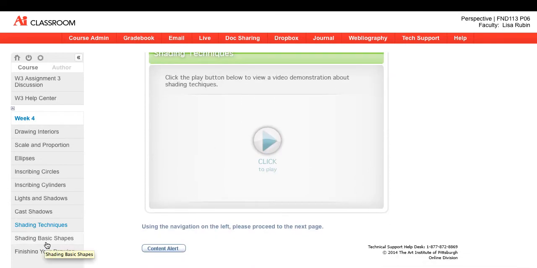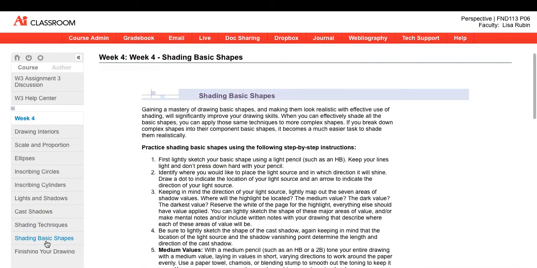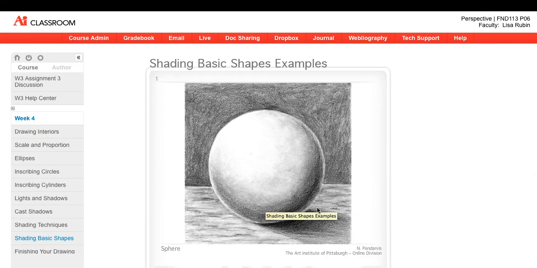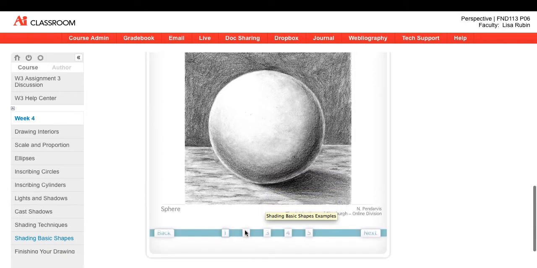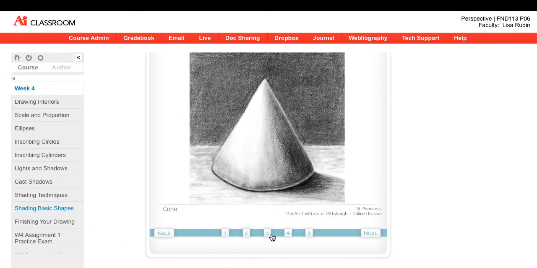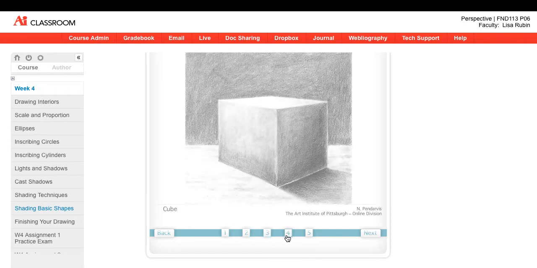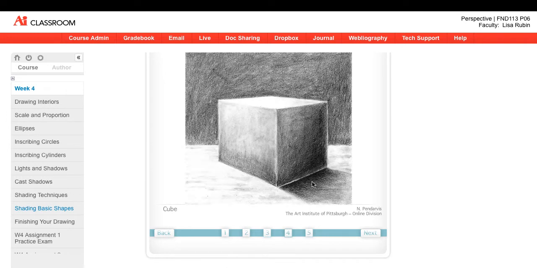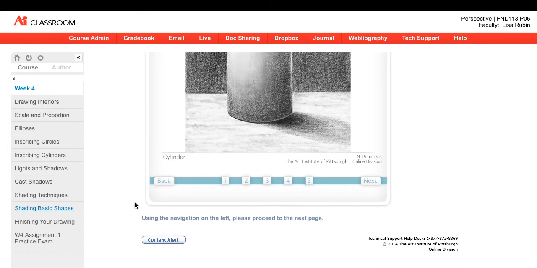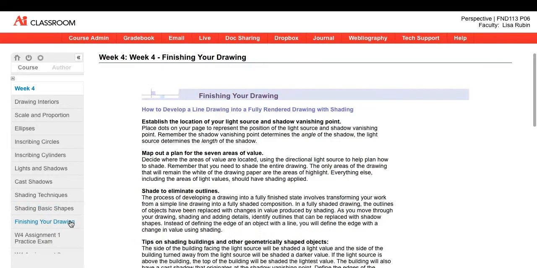Do watch the video. And here's a little bit about how to shade basic shapes. Notice the value range from dark to light. Notice the reflected light. Okay, so do take your time to look at this carefully. And please note the dark darks and the light lights. Contrast really helps create the illusion of volume and depth.